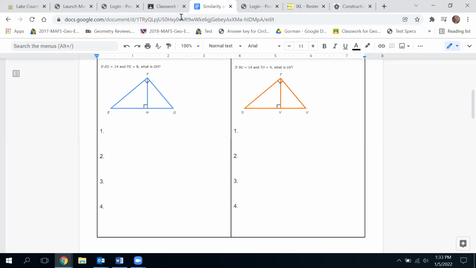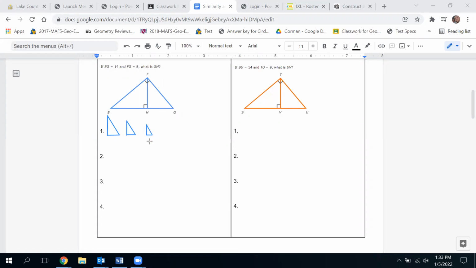Here, ladies and gentlemen, we have: if EG equals 14 and FG equals 8, what is GH? Let's remember that to work the steps on these, we need to draw three right triangles. The one large one turned so that it is situated with the right angle in the lower left-hand corner. The medium triangle drawn the same way. And the little triangle drawn the same way.